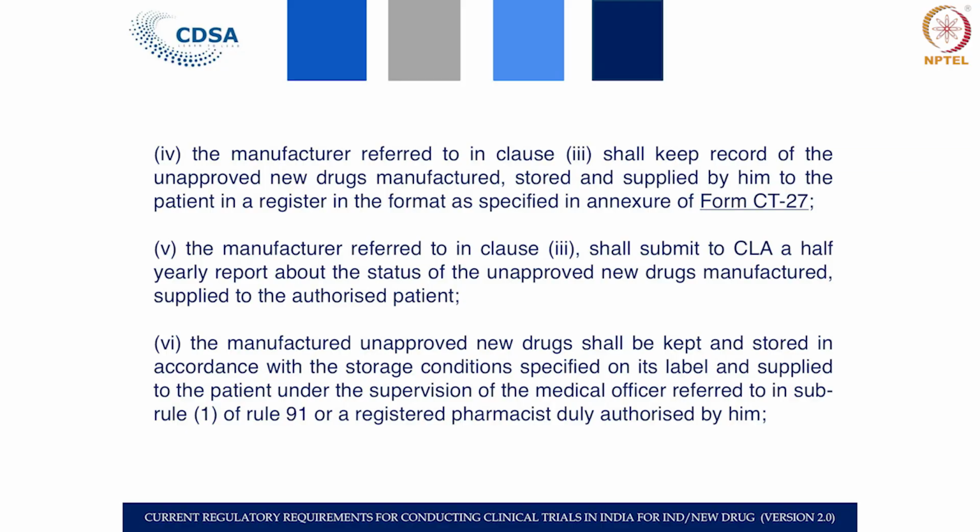The records have to be kept completely by the manufacturer as well as by the pharmacist of the government institution, and a half yearly report has to be sent to the CSLA about the status of these unapproved new drugs manufactured and supplied. It has to be stored in the proper conditions as mentioned in the label, and also duly supervised and recorded.